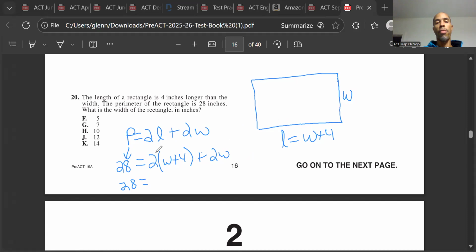28, we're going to distribute first. 2 times the W and 2 times 4, because that's what you do when you have a number on the outside of parentheses. We have 2, whoops, sorry.